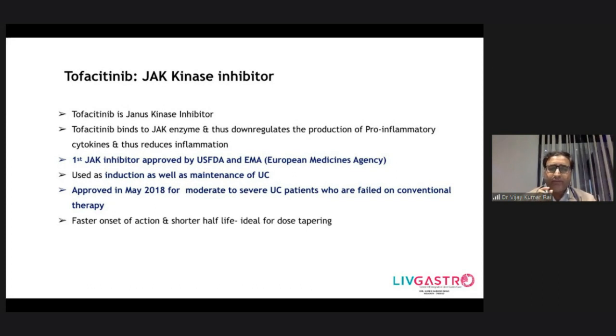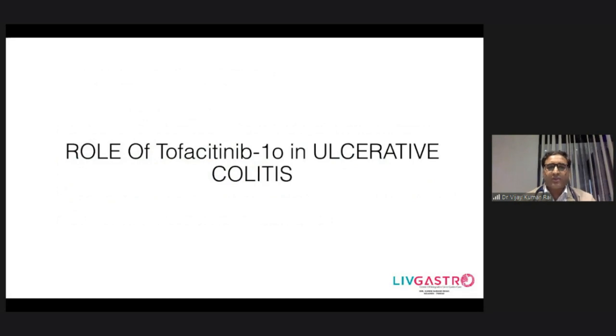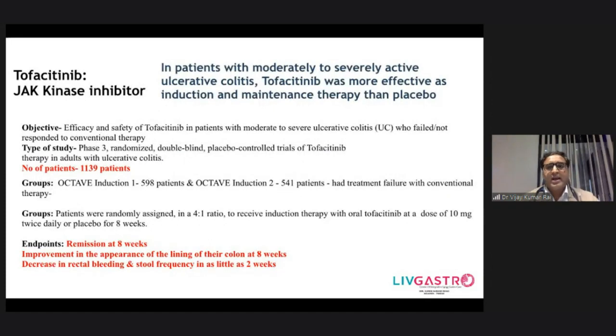The beauty is that it's very fast acting and has a very short half-life, and that's why it's ideal for dose testing. There are good trials on this. In one trial, they assessed 598 patients in the Octave 1 induction trial, and in the Octave 2 induction trial they included 541 patients. These patients had treatment failure with conventional therapy. They were randomized in a 4:1 ratio, and the dose was 10 milligram twice daily or placebo for 8 weeks.